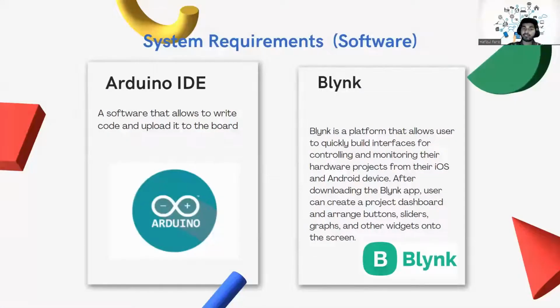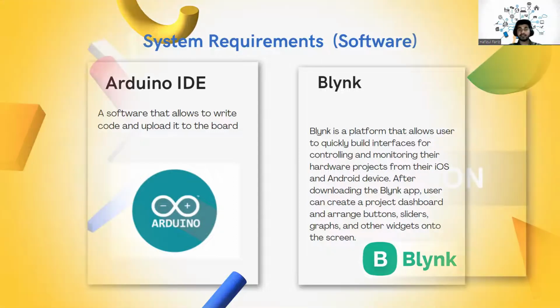Alright, now let's proceed to the software system requirements. In order to implement this project, there are two software being used. First, the Arduino IDE. It is a software that allows us to write code and upload it to our Wemos D1R2 board. So the next one is the Blynk application. It is a platform that allows users to quickly build interfaces for controlling and monitoring their hardware projects from their handphones, whether on iOS or Android devices.